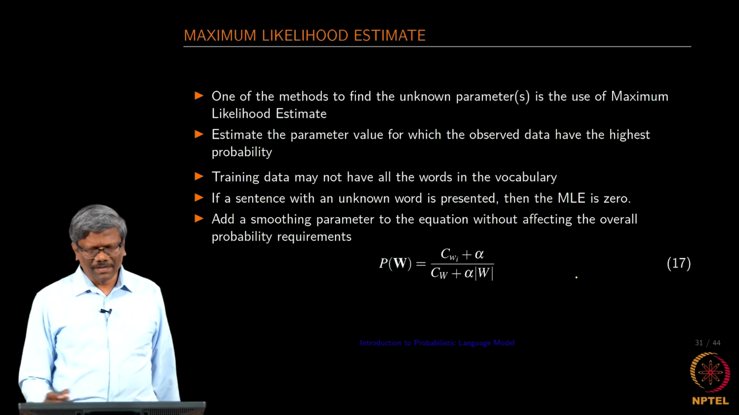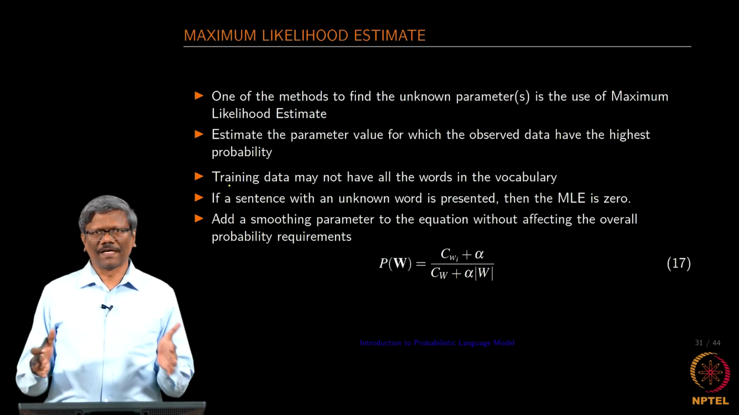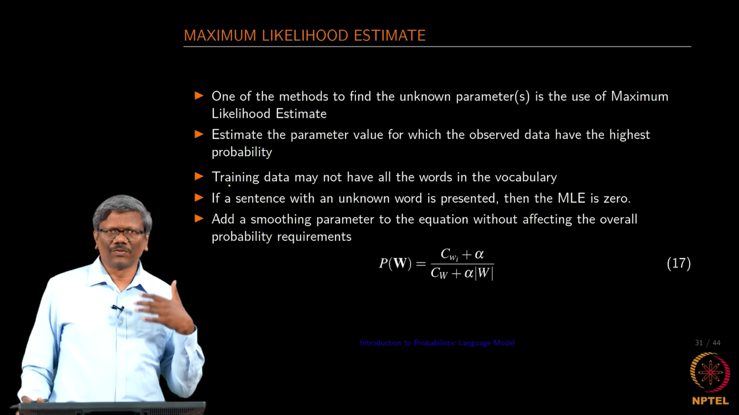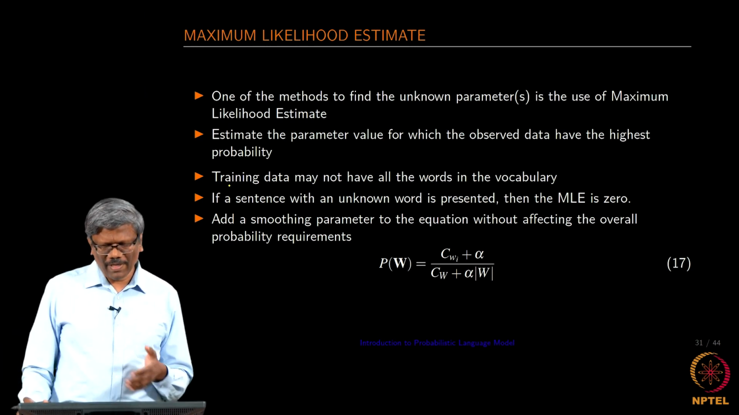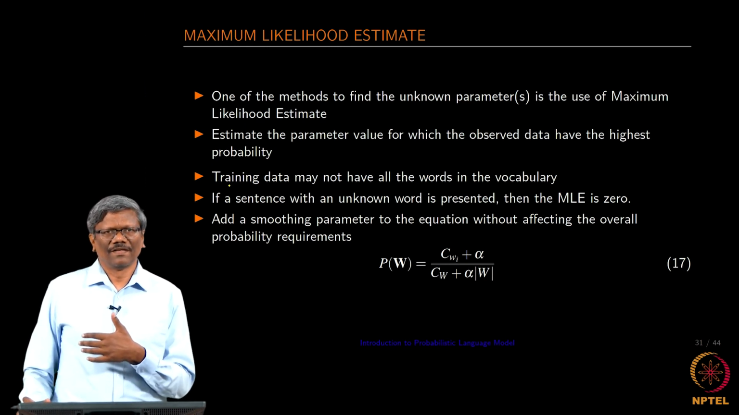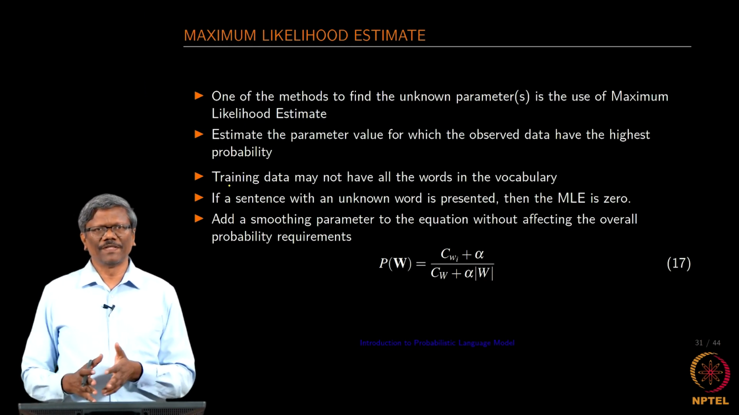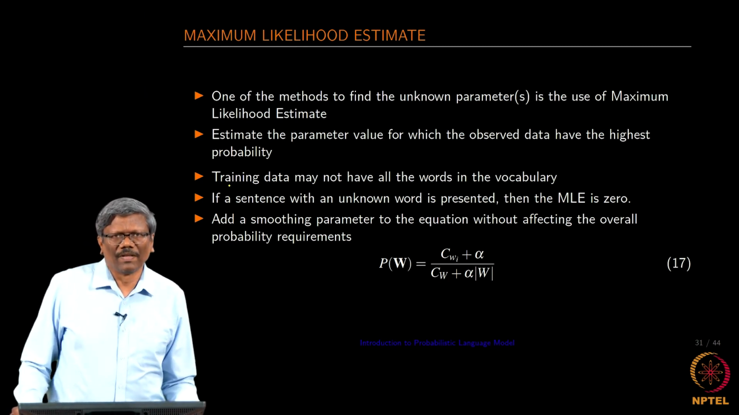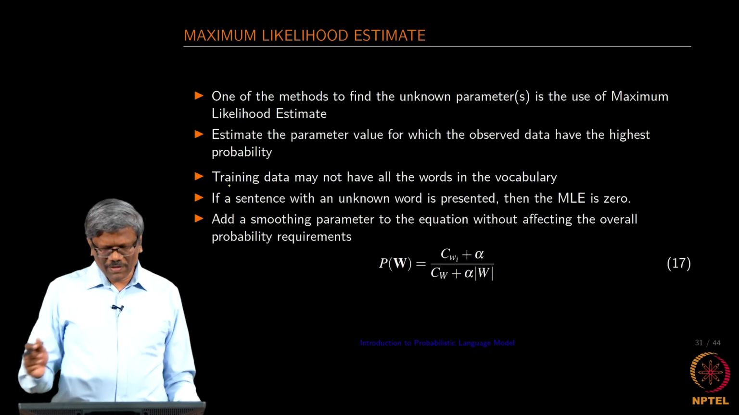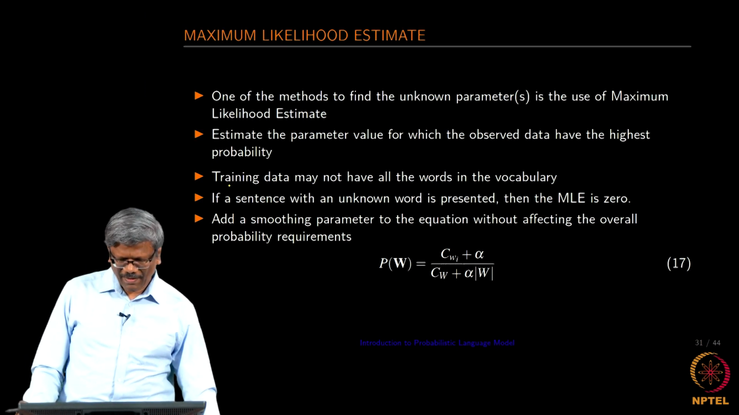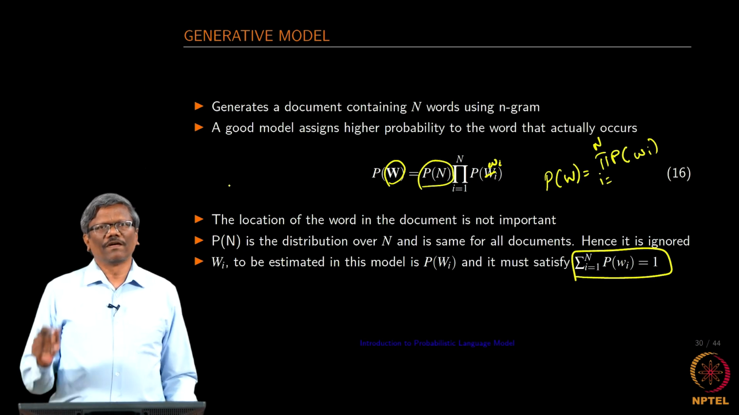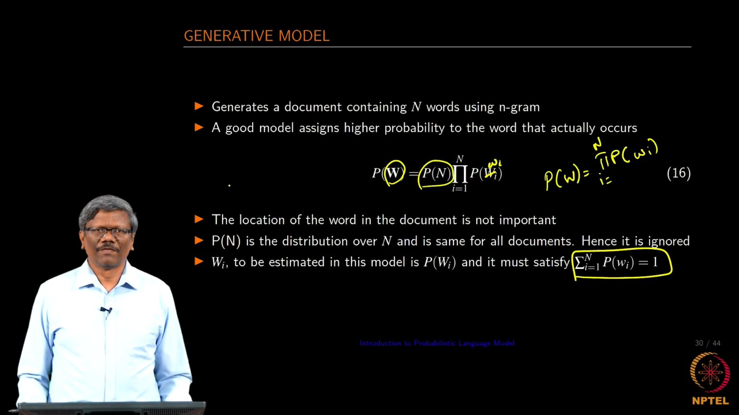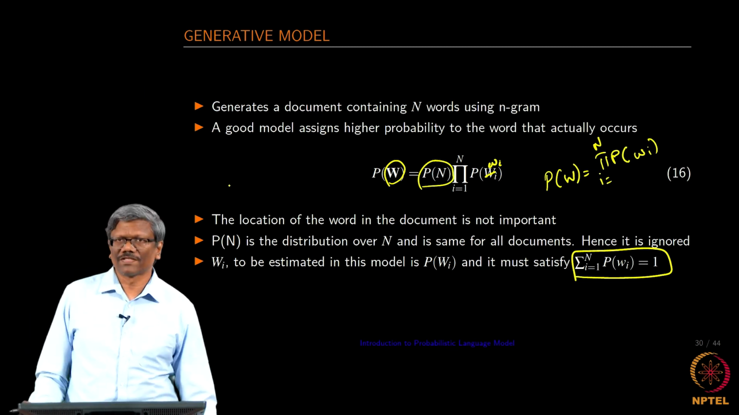As I mentioned earlier, the training data or the corpus that we have used to pick up the unigrams, bigrams and trigrams to generate the language model may not have all the words in the vocabulary. So I might be trying to form a new sentence with a new word that is not available in the vocabulary. If you use the formula, the probability of that word is going to be 0. That means the probability of the entire sentence is going to be 0. So that is not the right way.